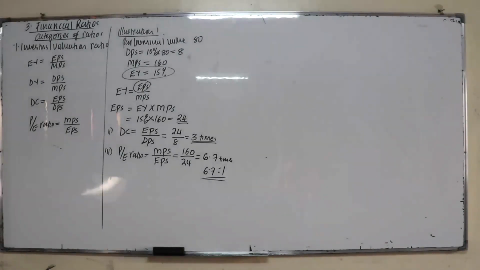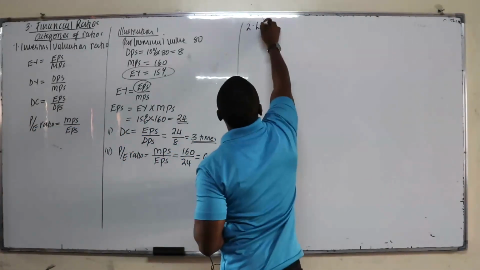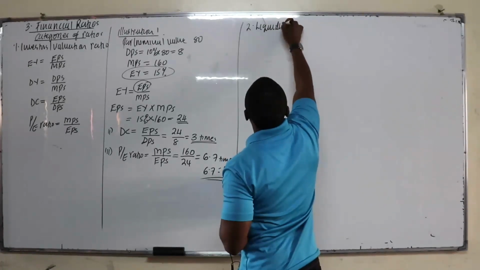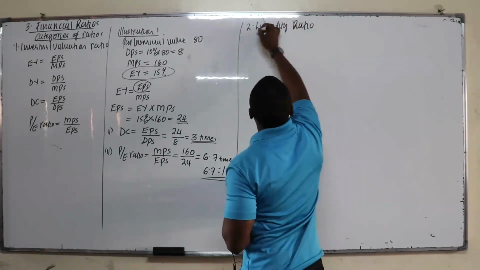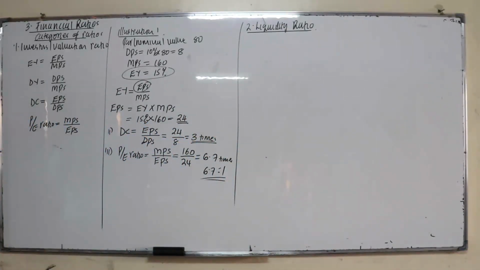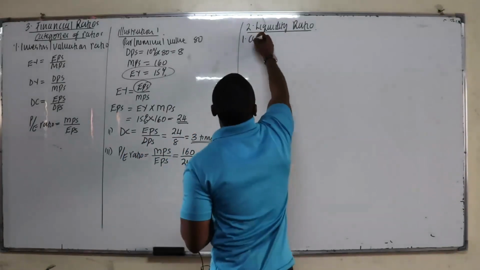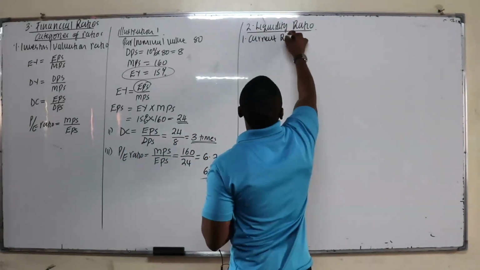Good. So now let's look at liquidity ratio. These ratios indicate the ability of the company to meet its short-term financial obligations. It shows how liquid the company is. Liquidity is all about being able to settle the bills when they fall due. And they include, number one, the current ratio.